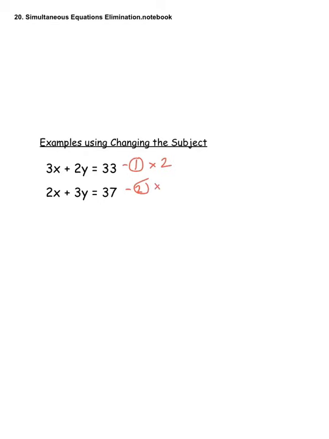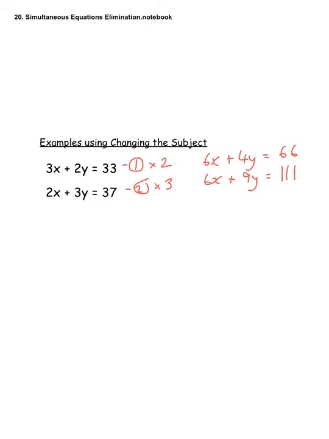And I'm going to multiply equation number 2 by 3 to get 6x at the start of that equation as well. So if I multiply through by 2, 3x times 2 is 6x, 2y times 2 is 4y, and 33 times 2 is 66. Alright, for the second equation, 2x times 3 is 6x, 3y times 3 is 9y, and 37 times 3 is 111.